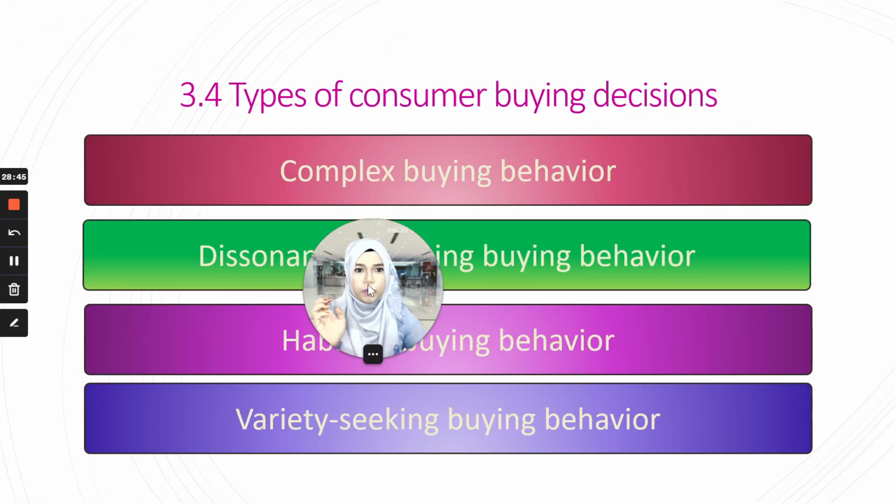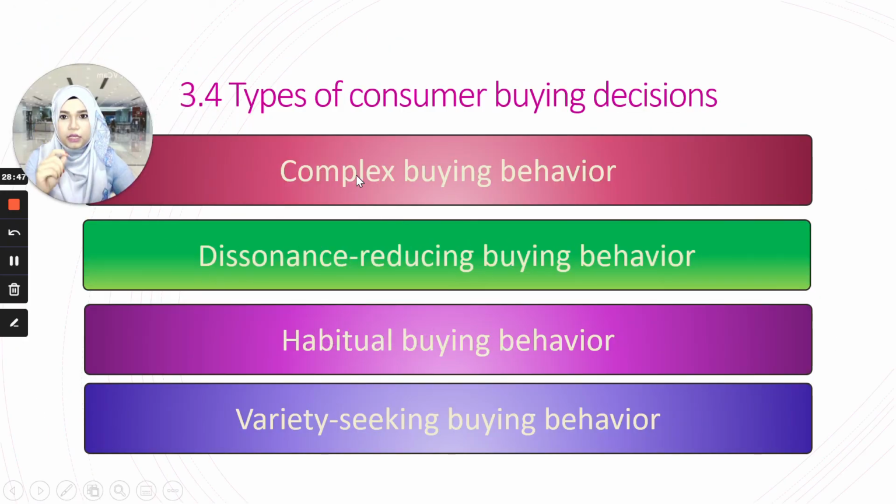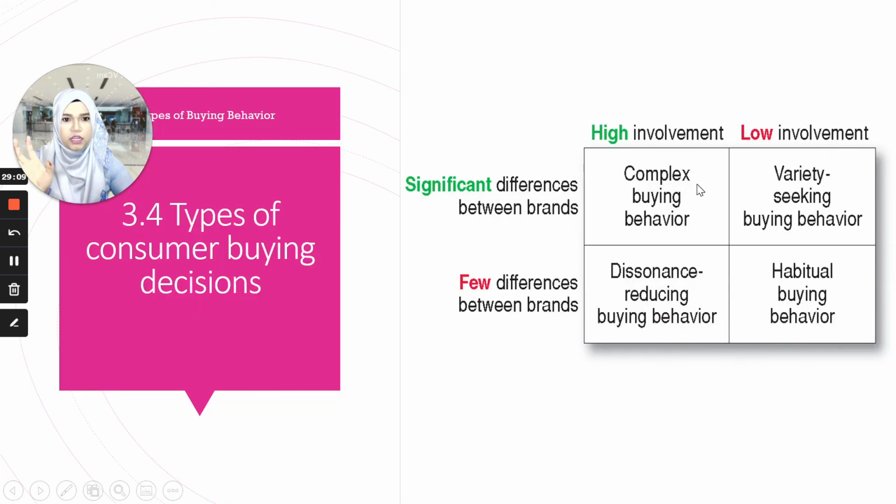types of consumer buying decision. There are four types of consumer buying decision. The first one is complex buying behavior. The second one is dissonance reducing. The third is habitual, and habitual is also known as routine response, because it's routine, a habit. And the fourth is variety seeking buying behavior. So let's look at these four: complex, variety seeking, dissonance reducing, and habitual buying behavior.